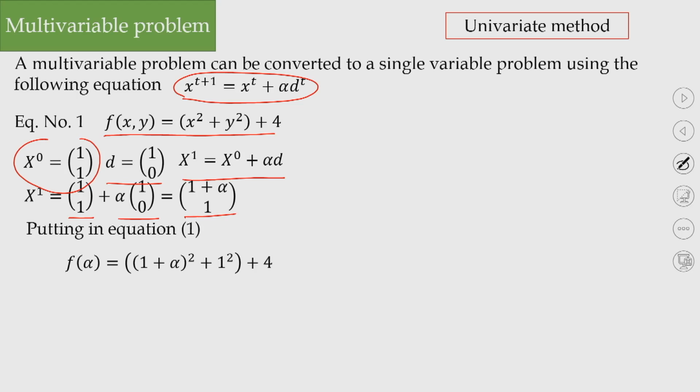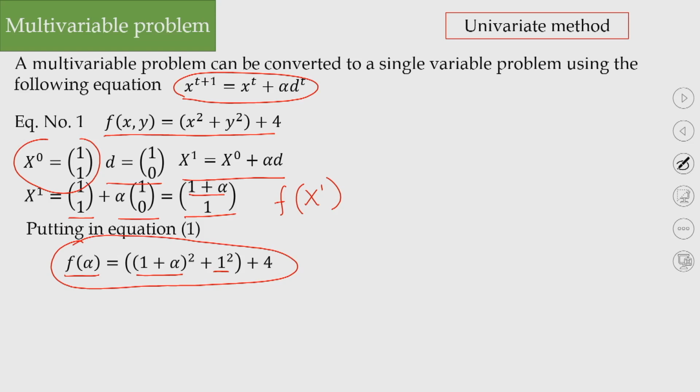Now, I am putting this in f, basically I am putting in x1. So, f of x1, then x1 I can write in terms of alpha. So, my function will be f(alpha) = (1 + alpha)² + 1 + 4. That means, in x1, x is 1 + alpha and y is 1. So, I have converted this problem to a single variable problem. Now, my problem is in terms of alpha only.